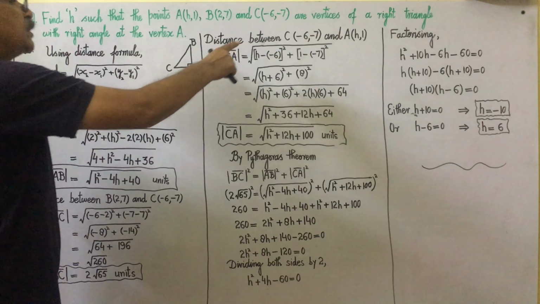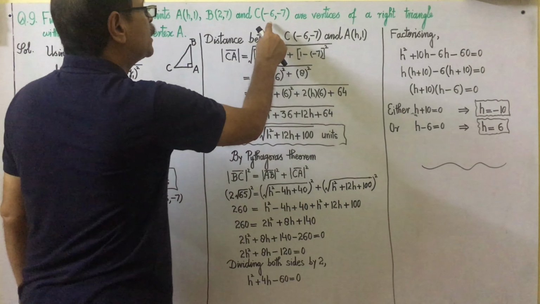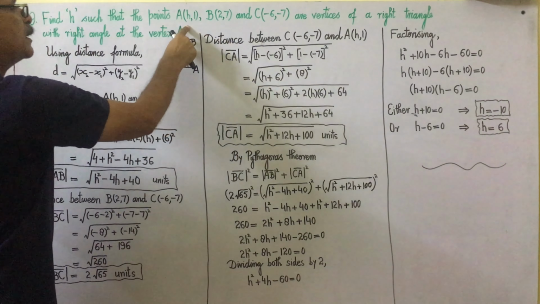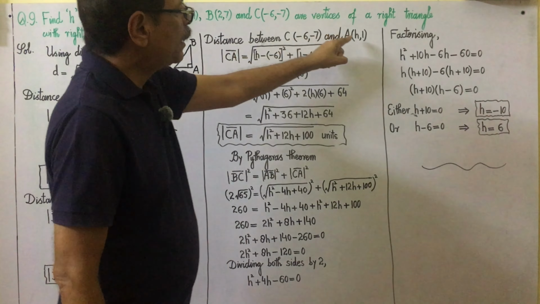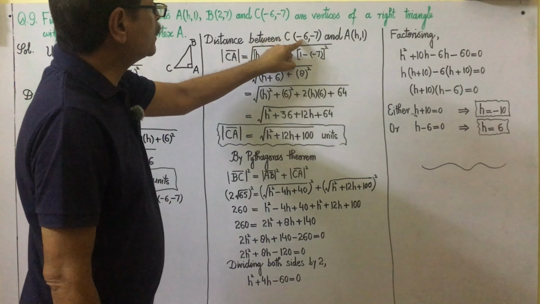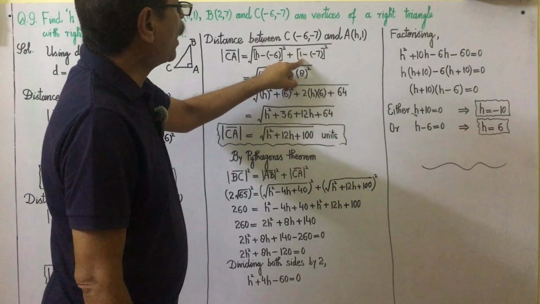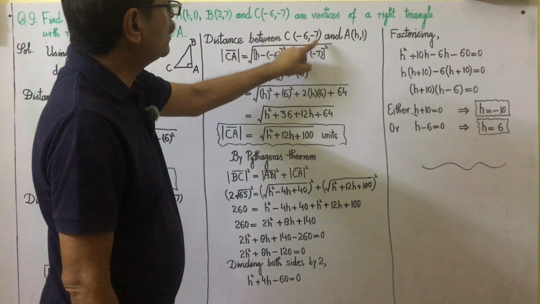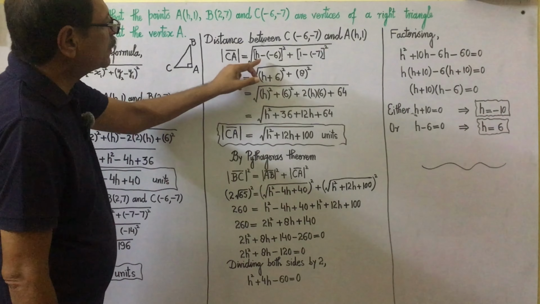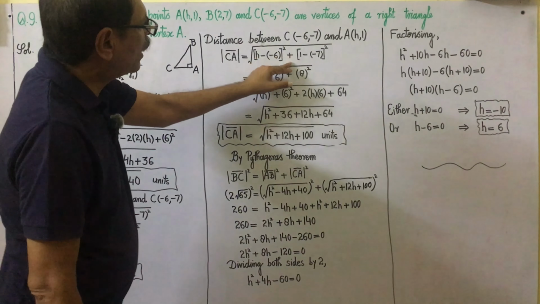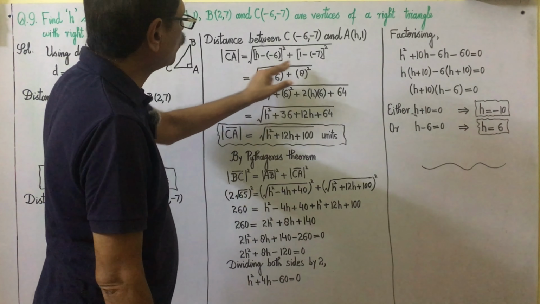Now distance between C and A. C having coordinates minus 6 and minus 7 and A having coordinates h and 1. So CA is the square root of (x2 minus x1), h minus minus 6, whole square plus (y2 minus y1), 1 minus minus 7, whole square. Minus into minus is plus, so h plus 6 whole square plus 1 plus 7 is 8 whole square, under the square root.